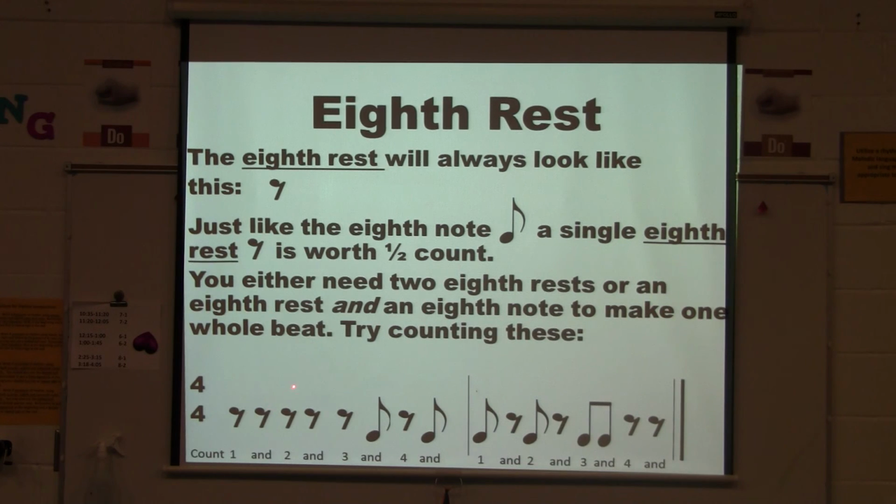1 and 2 and 3 and 4 and 1 and 2 and 3 and 4 and.